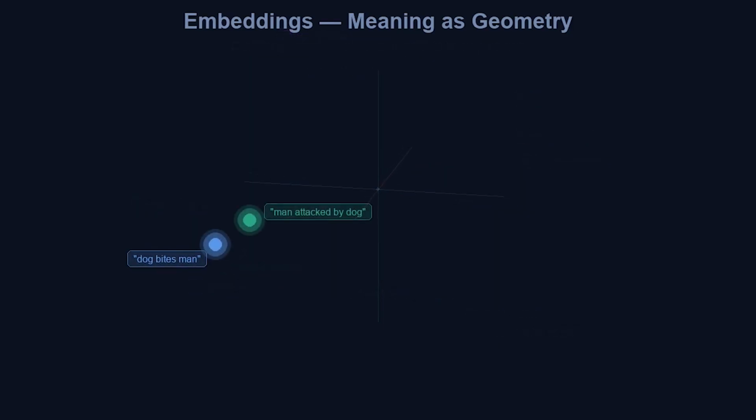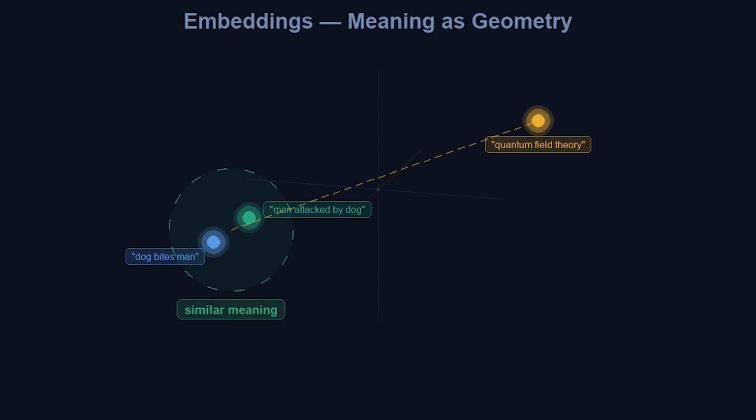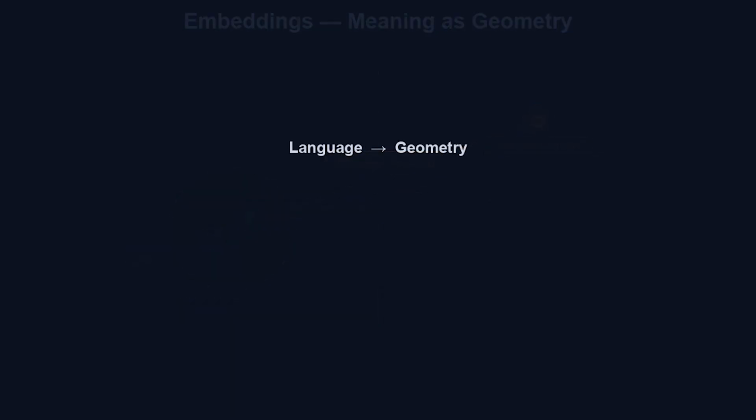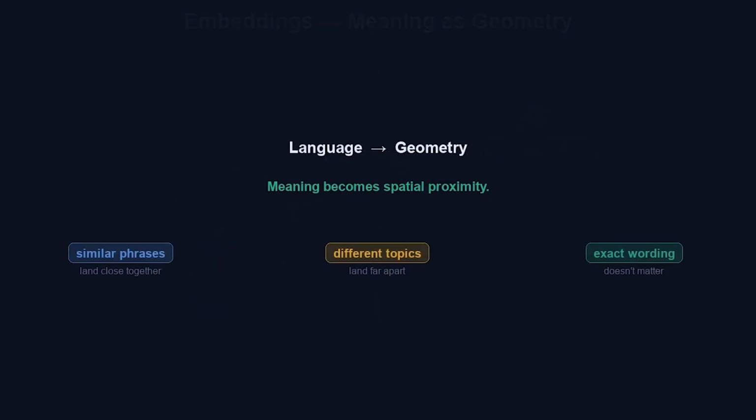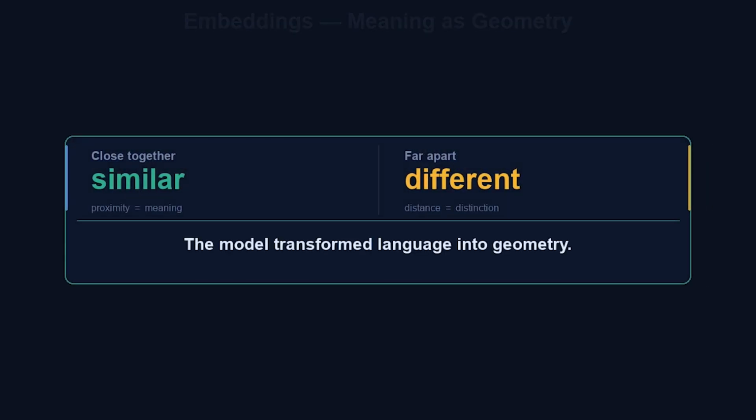So, for example, "dog bites man" and "man attacked by dog" would likely produce embeddings that are very close, while something like "quantum field theory lecture" would land somewhere completely different. The model has effectively transformed language into geometry. And that's the key intuition. Meaning becomes spatial proximity. But now the system needs a way to measure proximity.